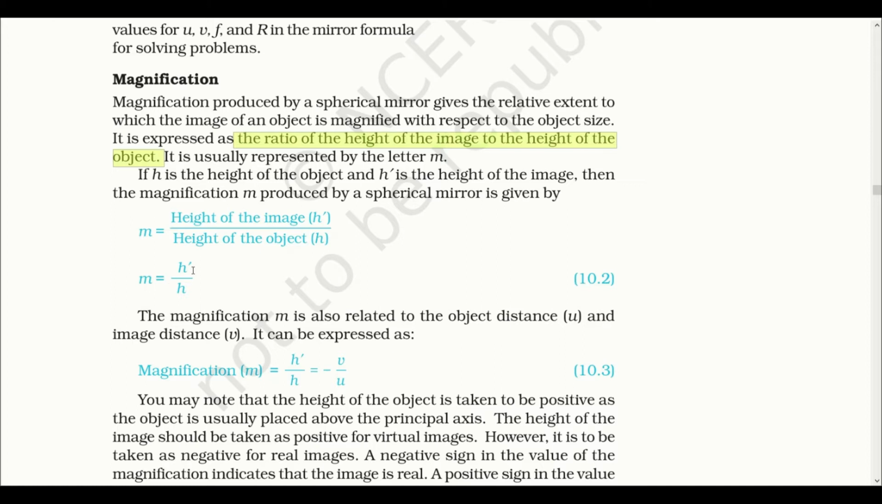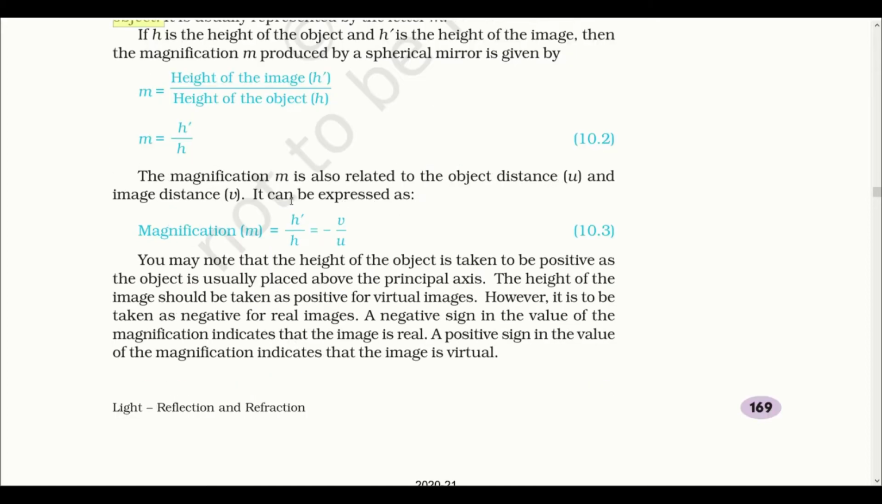It is written as h'/h, where h' is the height of the image and h is the height of the object. It can also be related to the object distance and image distance. So if you know the distance of image with the distance of object, then also you can find magnification. Some points that you have to keep in mind is the height of the object is taken as positive if the object is usually placed above the principal axis.